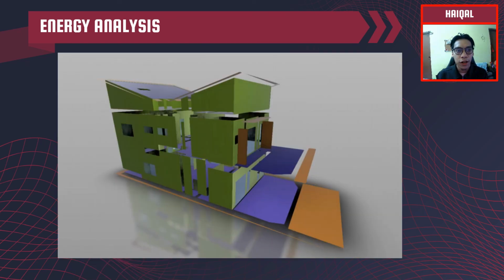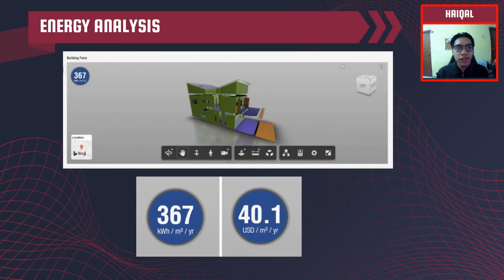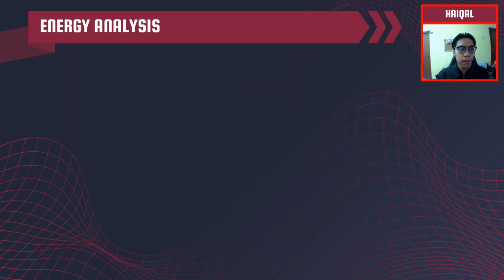Assalamualaikum warahmatullahi wabarakatuh. This is the energy analysis result that has been gained from Insight 360 after finishing all the test requirements. This energy analysis result shows that this building used 365 kWh per meter square per year, and the cost for it is $40.1 per meter square per year, equivalent to RM169.34 per meter square per year.